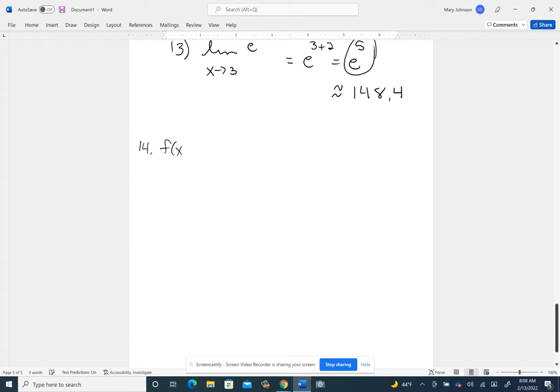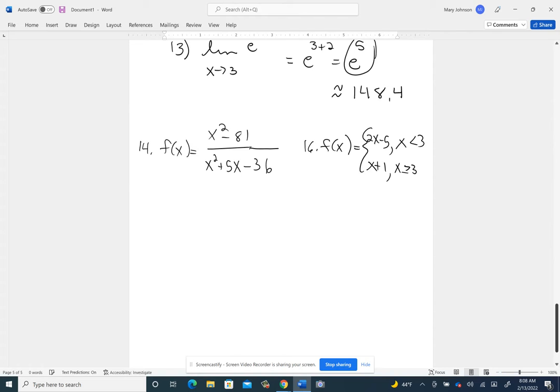All right, so on 14 on one version, we had this problem. Okay. And then let me do the piecewise from the other. And then every version had a rational expression, a piecewise, and then another one. So this was number 16 on one version, and then the piecewise was number 15 on the other. Okay. All right, so let's look at these two.